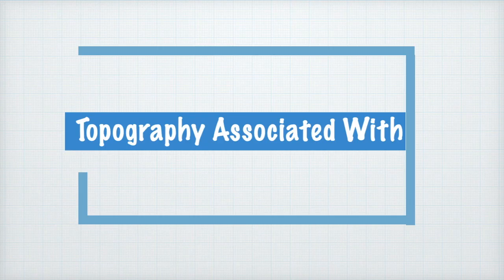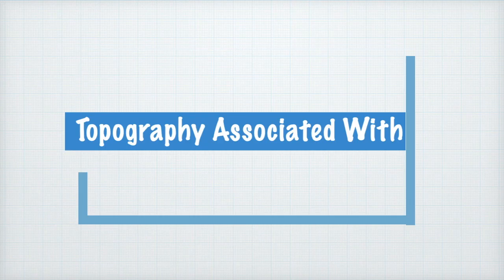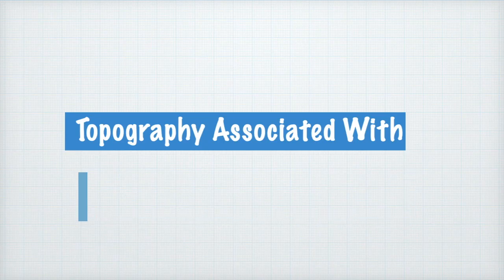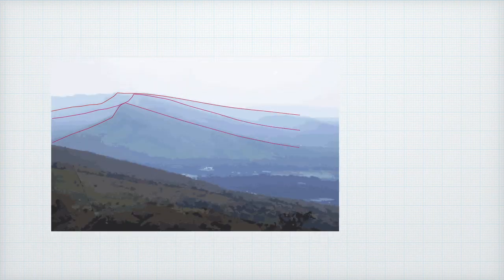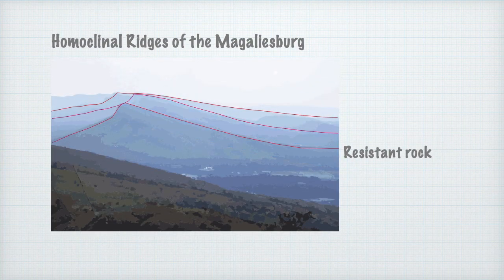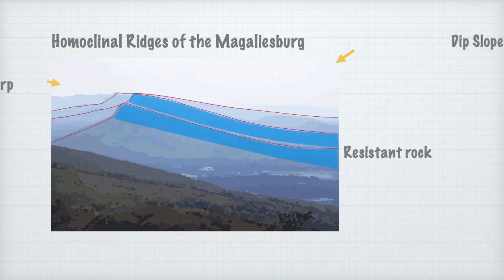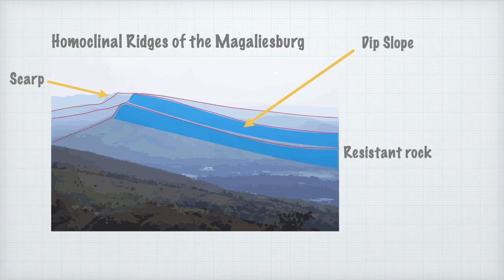Let us now look at topography that is associated with inclined strata. We looked at topography that was associated with horizontal strata, and in this one we're going to be looking at inclined strata. So let's look at the homoclinal ridges that we find within the Magaliesberg range. Those homoclinal ridges consist of cap rocks that represent resistant rock, and then they have gently dipping slopes and steep scarp slopes. And so those are the features that are associated with a homoclinal ridge.